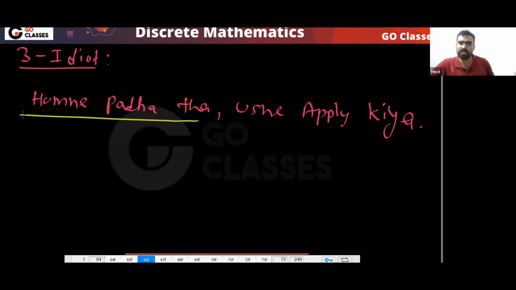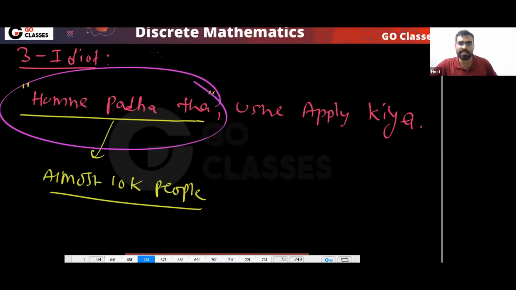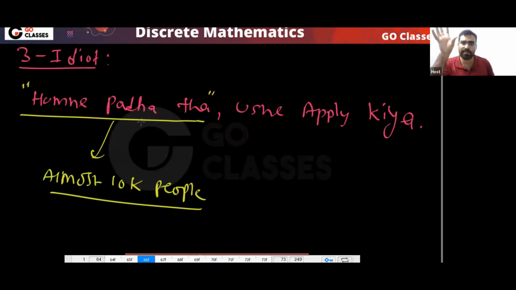Many people do this. Let me tell you, how many people do this? Almost 10,000 people cover the syllabus. They cover the syllabus. You remember? See, these are the 10,000 people who cover the syllabus.